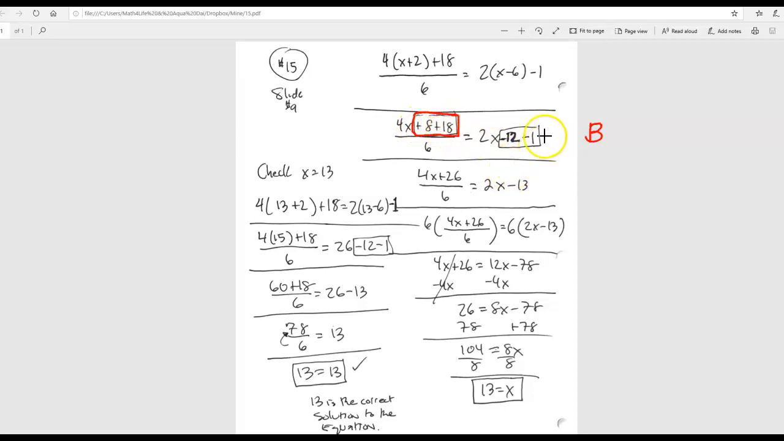And then notice as well, on the right-hand side of the equal sign, I have some like terms as well. The integers, -1 and -12. So if I were to combine those, I would get positive 26. And if I combine those, I would get -13. All right, so we're done with letter B.